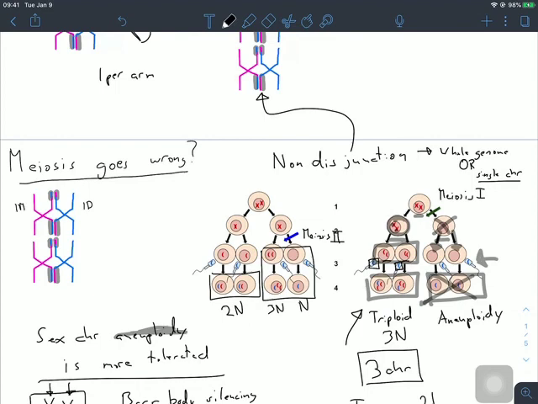From here, we'll take a look at our Punnett squares. See y'all next time.